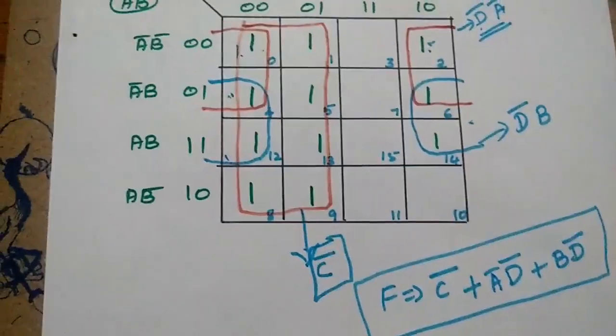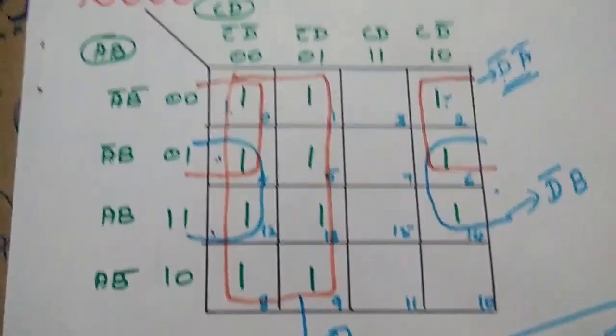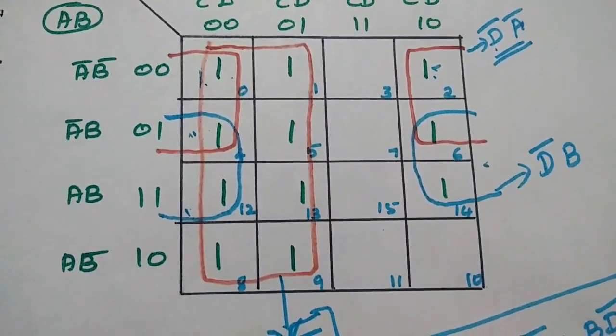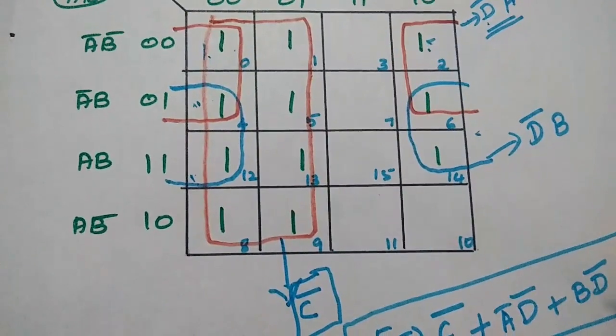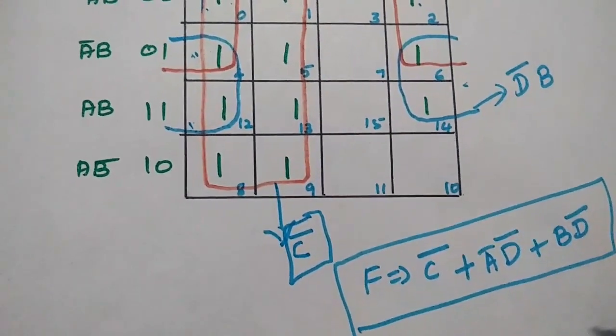Is that okay? Do you all understand this? So we can easily simplify any complex expression to its simplified version using this K map.